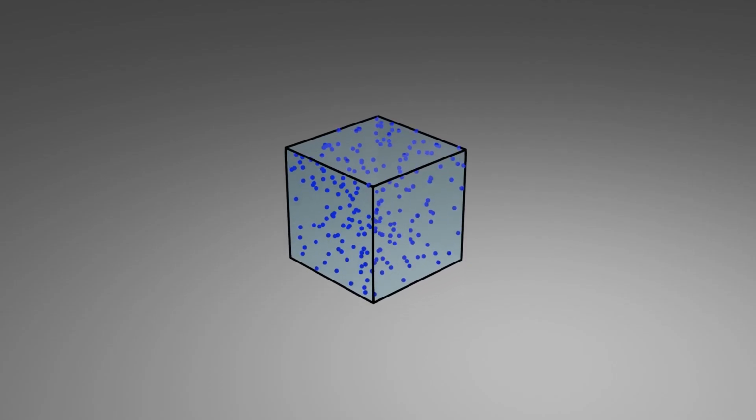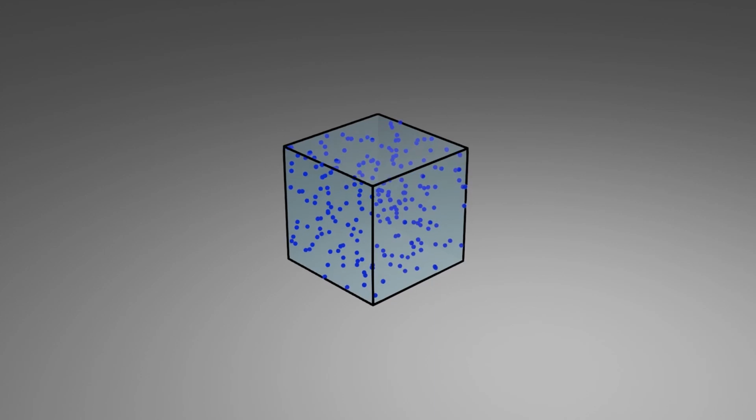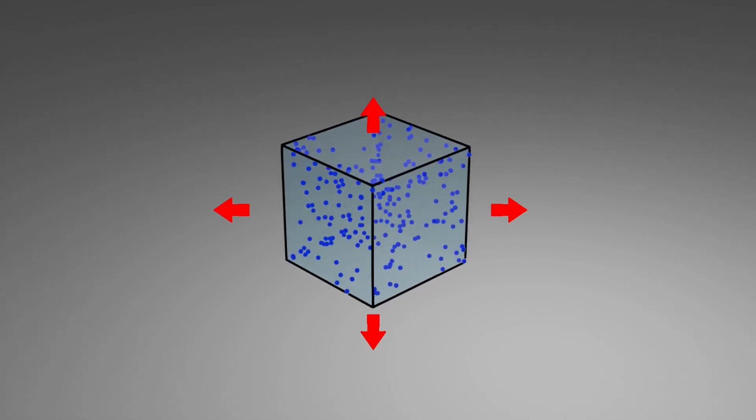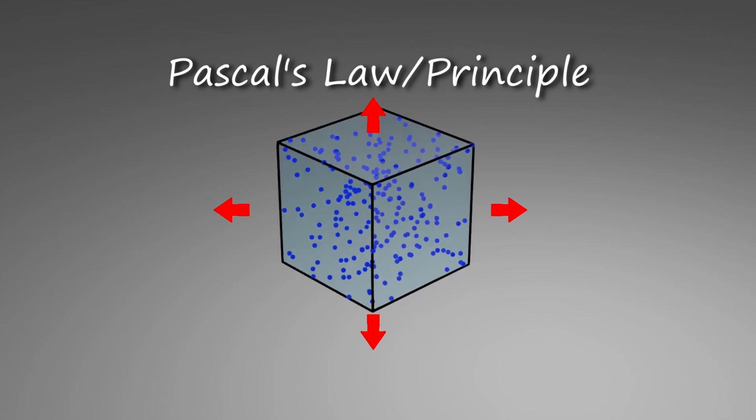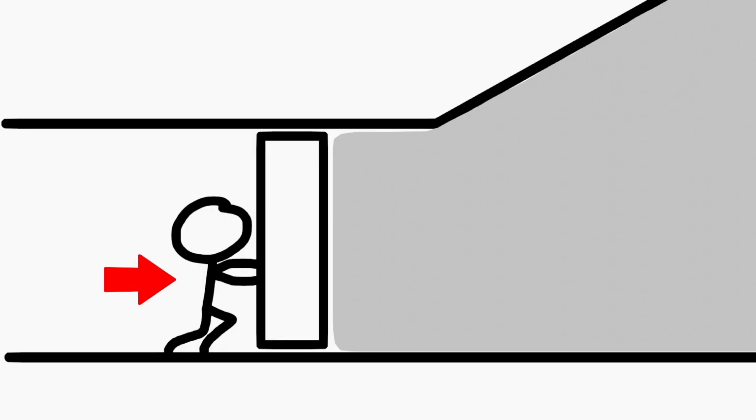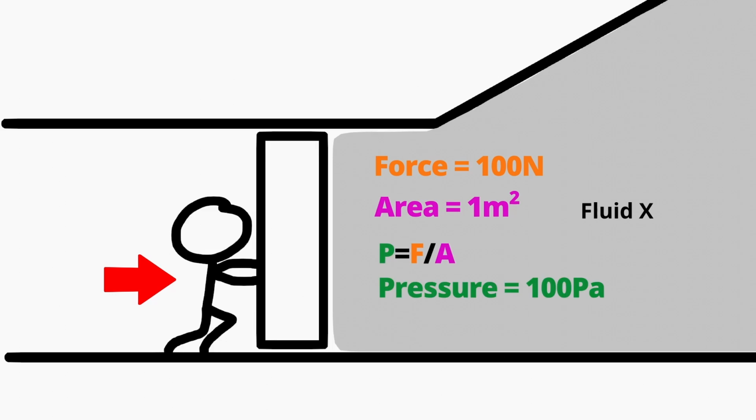In an enclosed system, fluid tends to have roughly the same pressure everywhere against the walls of the container. This is known as Pascal's Law. We can use this to do something quite interesting. Imagine a guy pushing against one of the walls containing the fluid. If he pushes with 100 newtons of force and the wall is about 1 meter square, the fluids at the other side of the wall will experience a pressure of 100 Pascal.